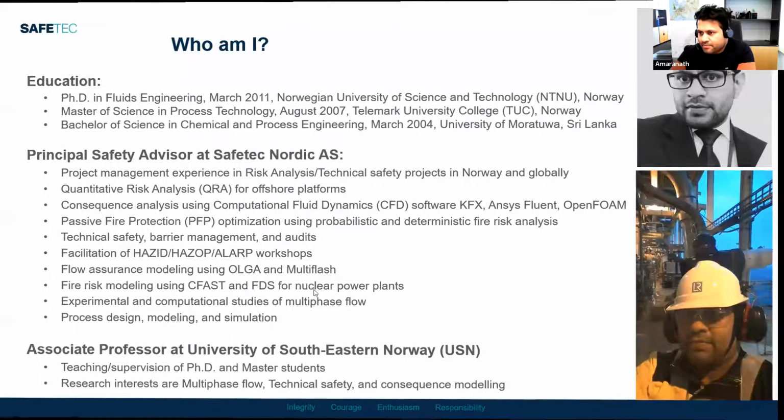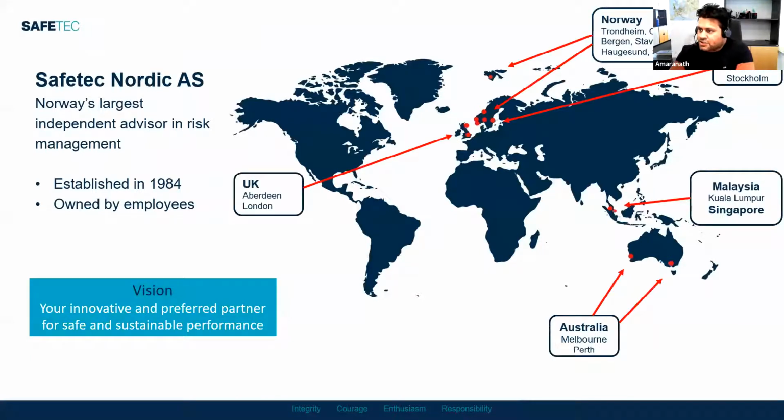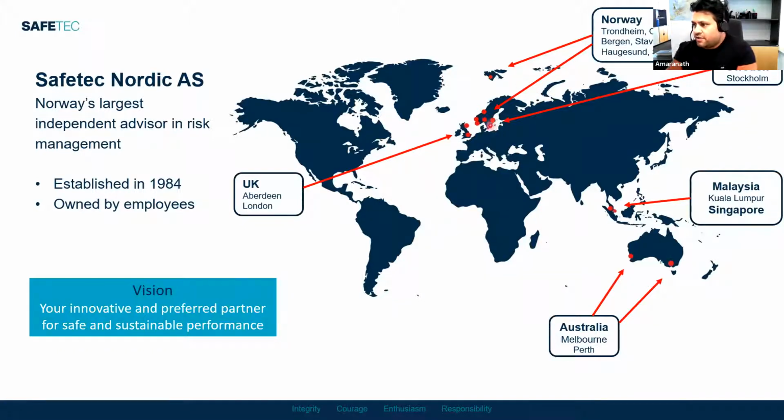Currently I'm working at SafeTech Nordic, one of Norway's largest independent advisors in risk management. The company was established in 1984 and it's owned by its employees. Currently we have over 150 employees in the company, and we have several office locations in Norway. We have 5 offices in Norway, 1 in Oslo and 3 in other major cities, and also 1 office in Svalbard, a very small island close to the North Pole.